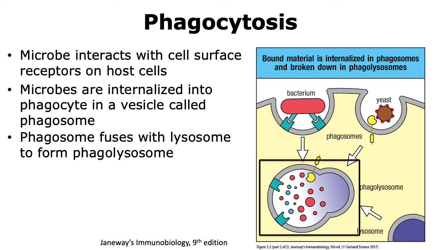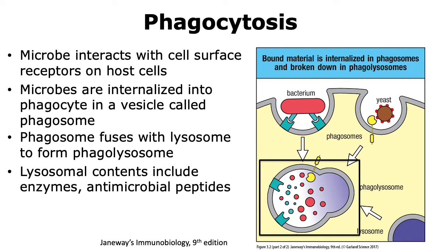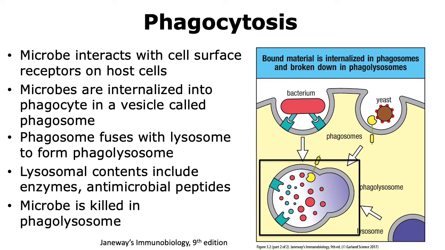However, the phagosome can fuse with the lysosome to form a phagolysosome, and that is what is shown in the figure in the black box. The lysosome has many hydrolytic enzymes and antimicrobial peptides, and so by fusing with the phagosome, now all these enzymes and antimicrobial peptides can act on the microorganism, and thus the microorganism can be killed in the phagolysosome.